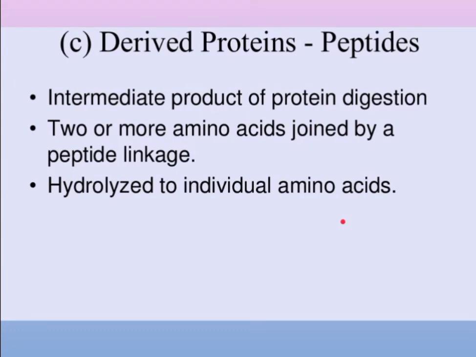Next, we have your peptides. These are intermediate products of protein digestion. They contain two or more amino acids joined by a peptide linkage, hydrolyzed to individual amino acids. So upon hydrolysis, these peptides can be individually separated into our building blocks, the amino acids.